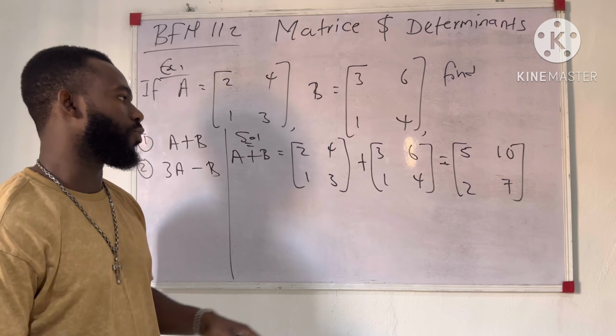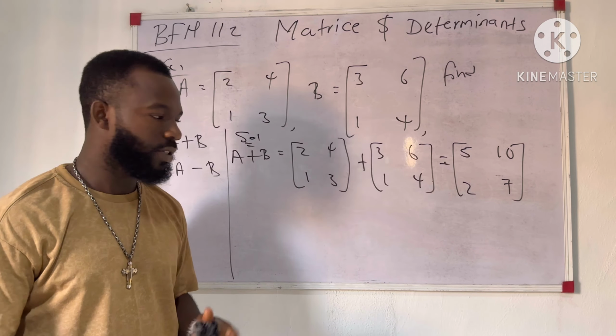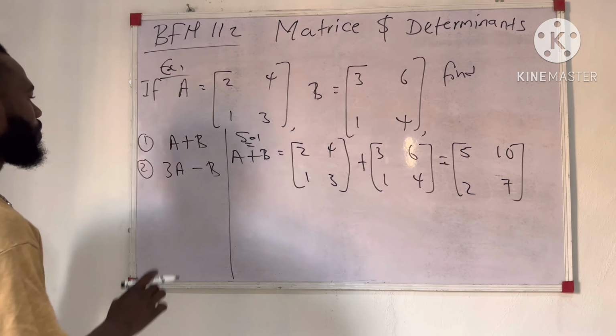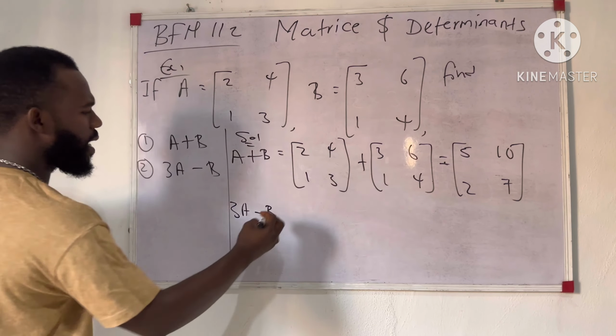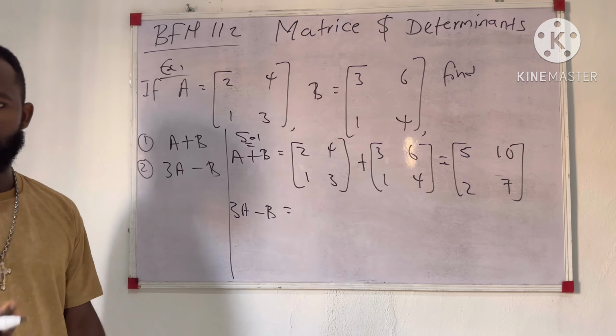The answer is also in 2 by 2 matrix. Okay. So let's go to question number 2. Question number 2 says 3A minus B. Now the difference between question 1 and question 2 is this.